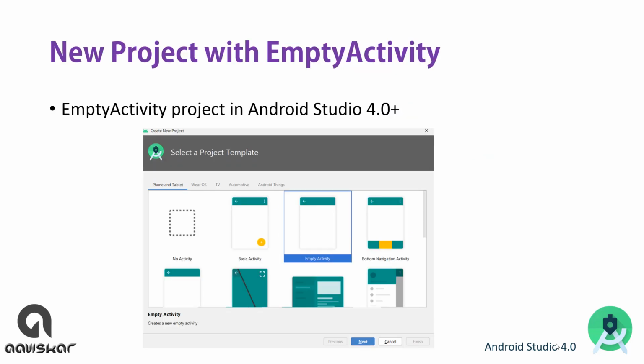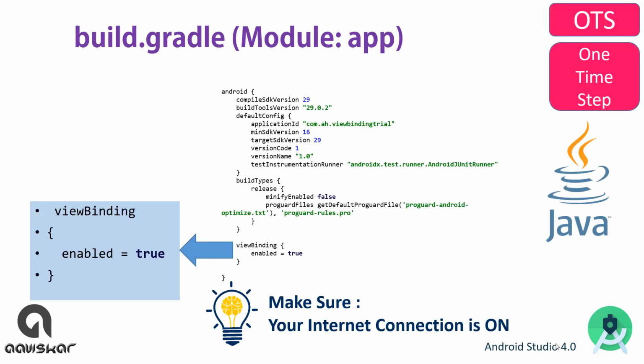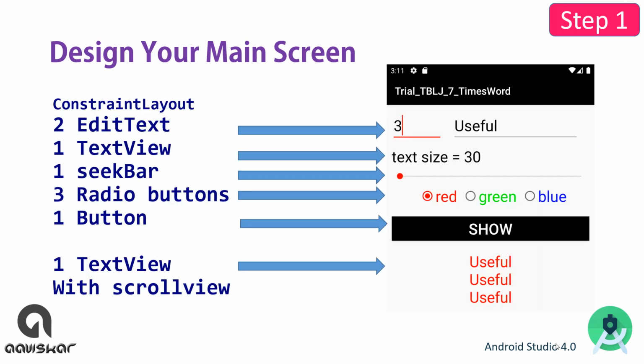Click on new project with empty activity, then open the build.gradle file and just type viewBinding enabled equals true. Make sure your internet connection is on. We are going to design the screen with 2 edit texts, 1 text view for the text size, 1 seek bar to change the text size, radio buttons to set the color of the text result, and 1 button to show the message. There is also 1 text view inside a scroll view, because sometimes the user writes more than 10 numbers, so the scroll view will be desired.